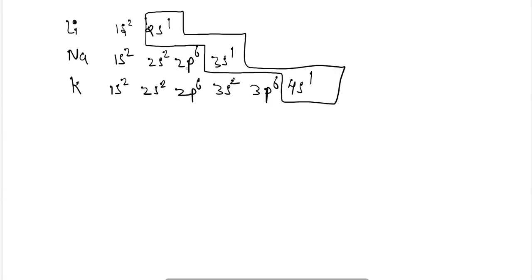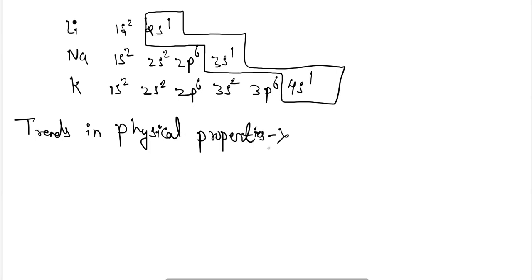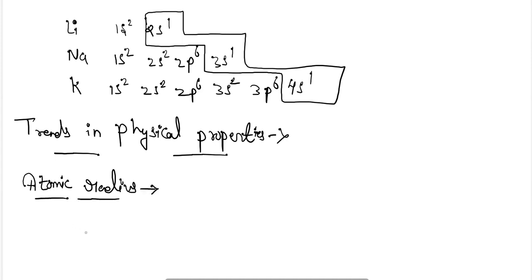Now we are going to study the trends in the physical properties of the elements in the periodic table. First we are going to see the atomic radius as the physical property. We are going to compare the atomic radius for the different elements in the periodic table, and what trend is followed there.